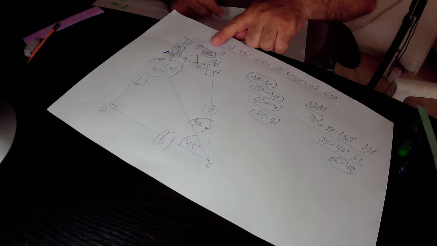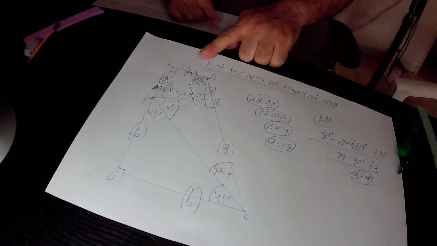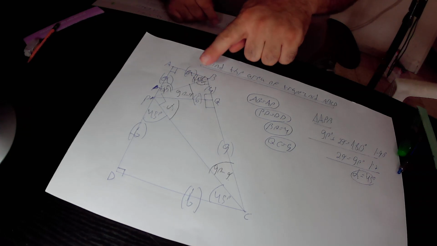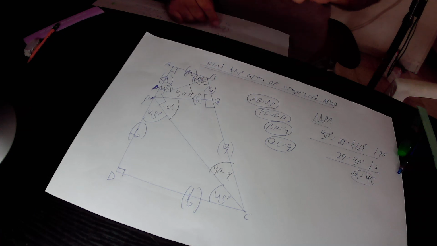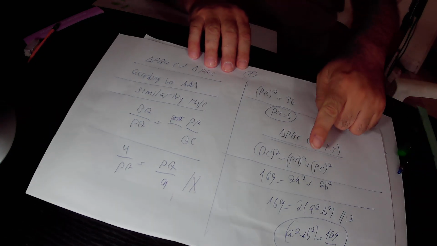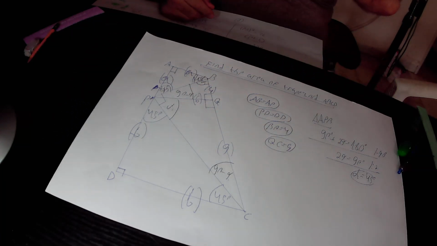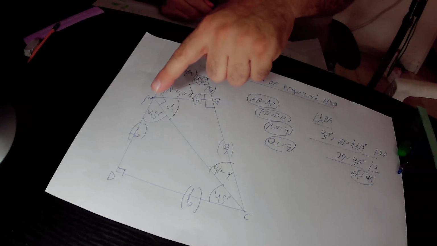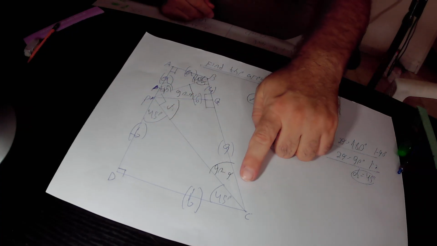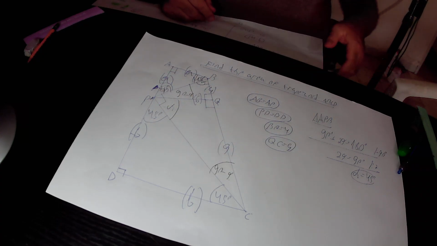PB, what is the value of PB? We focus on this small right triangle APB. According to the Pythagoras theorem, in this small right triangle APB, A squared plus A squared equals PB squared. So PB squared equals A squared plus A squared, that is 2A squared. Again, PB squared equals 2A squared, and we also have plus PC squared. What is the value of PC squared? If you focus on the right triangle PDC, PC squared, that is the square of the hypotenuse, equals B squared plus B squared. So PC squared equals 2B squared.